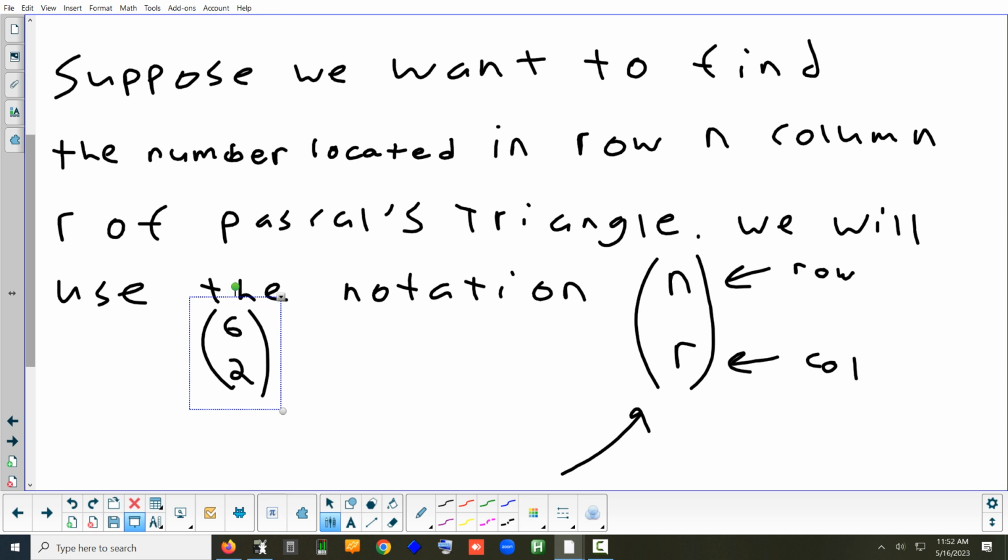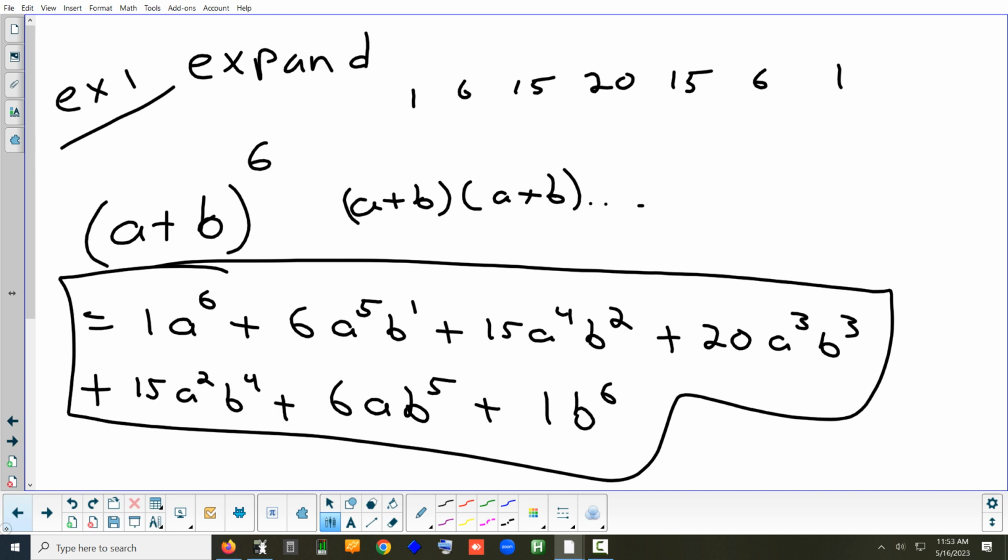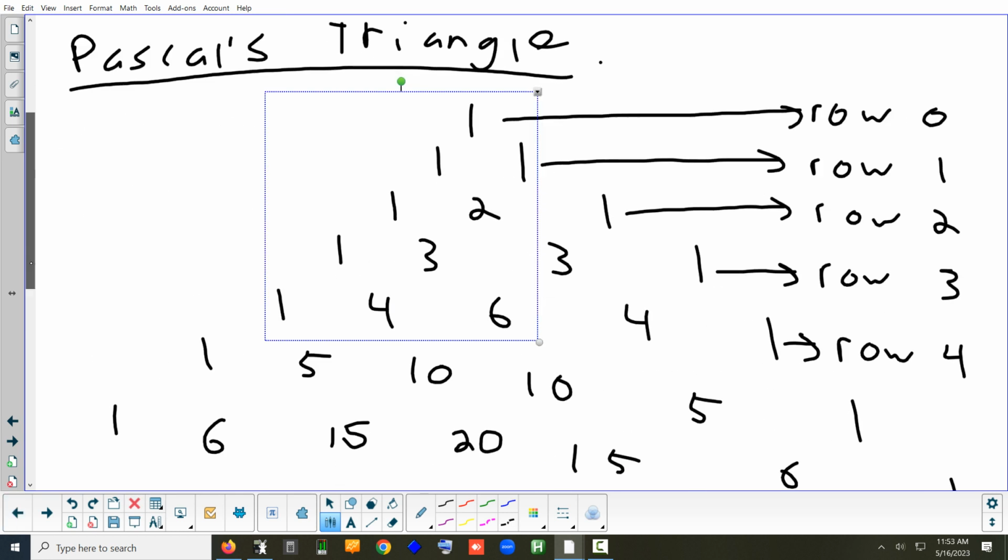So row is N, and column is on the other line. Row is the N, column is the R. Any questions on that now? Can you go back to the triangle for a bit? Yep. So you could say 4 choose 5. Remember, you start with column 0.